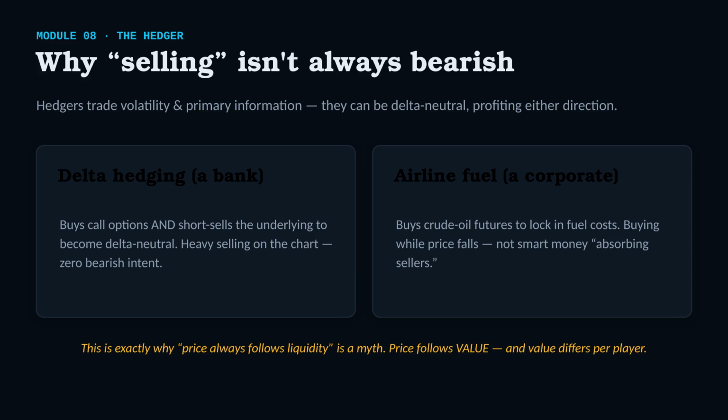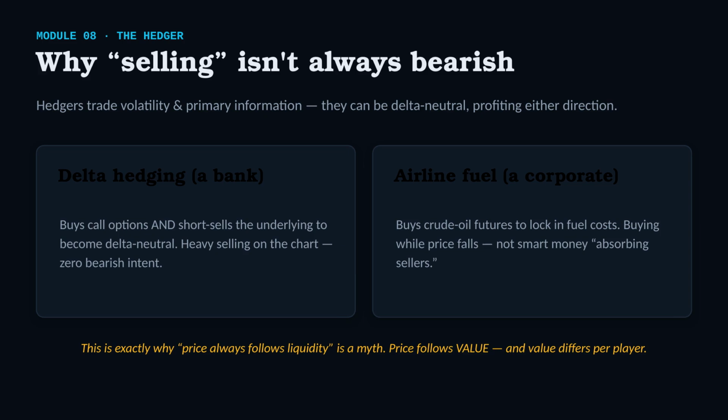Now the second example, airlines consume vast amounts of jet fuel, which is derived from crude oil. If oil prices rise unexpectedly, their operating costs increase significantly. To protect against this, airlines hedge future fuel expenses by buying oil futures contracts. The logic is simple. If oil prices rise, the airline pays more at the pump, but their long futures position gains value, offsetting the increased cost. So if you see buying activity while price is falling, it is not necessarily because smart money is absorbing retail sellers to obtain liquidity, although sometimes it is.